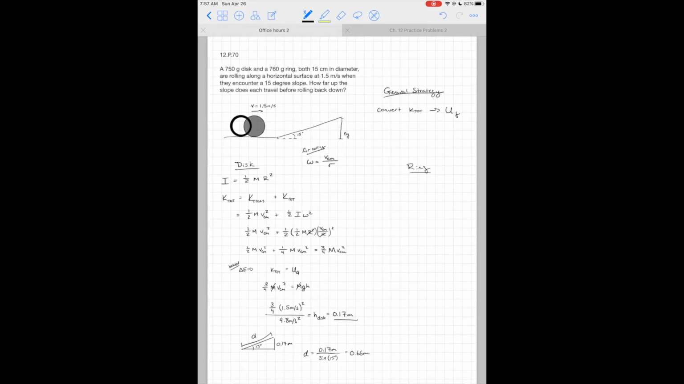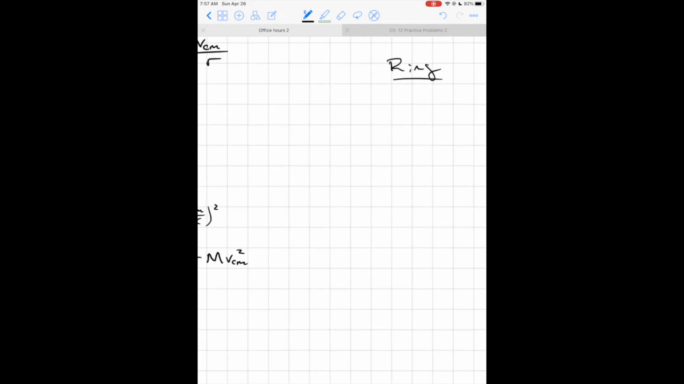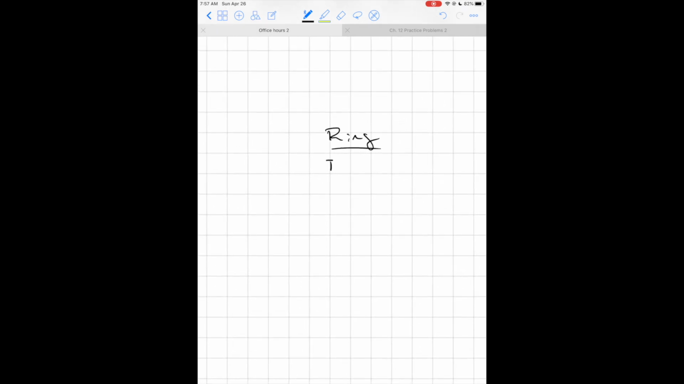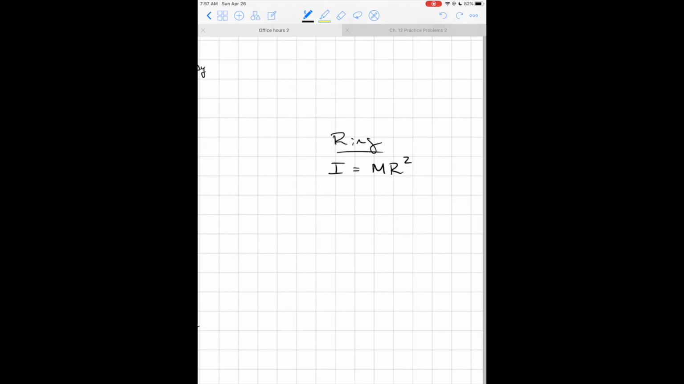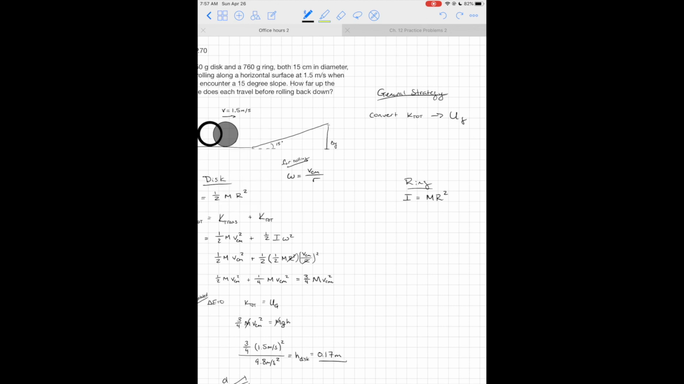We're going to do almost the exact same thing for the ring now, except our ring has a moment of inertia of mr squared. Straight up. That's it. No prefactor, no coefficient out here. And the reason for that, if we think about it, the disk had mass not only from the edge of its disk, but all the way in towards its center. So there was a distribution of mass.